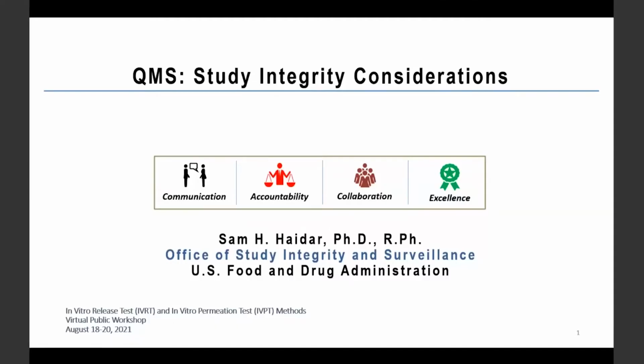Thanks, Jeff, for the nice introduction, and greetings, everyone. This presentation will go over quality management systems for IVRT and IVPT studies, looking at study integrity considerations. The focus will be studies supporting bioequivalence determination, and what follows should be viewed within the framework of quality systems that we encourage sponsors to follow to ensure data quality and integrity.